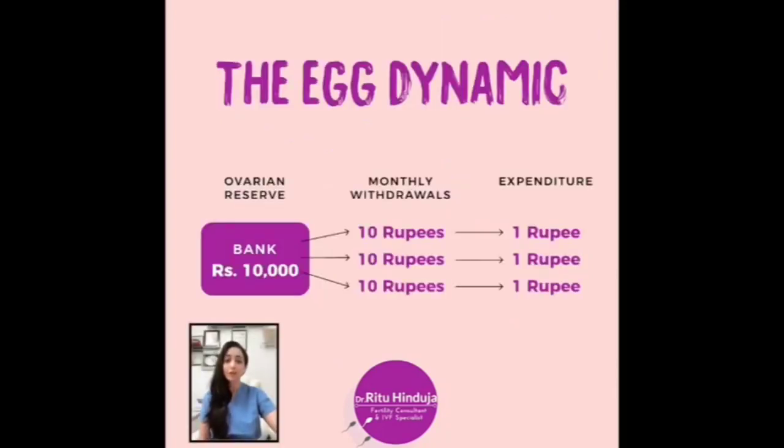Now imagine if you have around 10,000 rupees in your bank, you can make a withdrawal of 10 rupees every month. This is what happens even in the ovary. You have a reserve and you can withdraw a certain amount of eggs from your ovary every month. Now all that is withdrawn is not spent. So if you withdraw 10 rupees, you can spend only 1 rupee. And you can spend only 1 rupee irrespective of the withdrawals that you make.